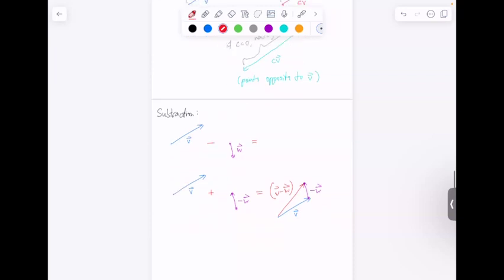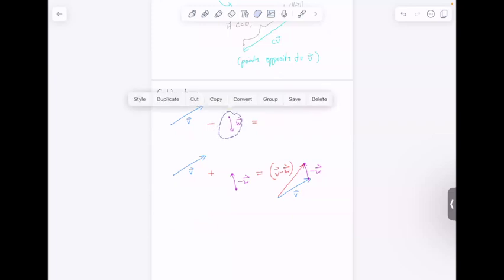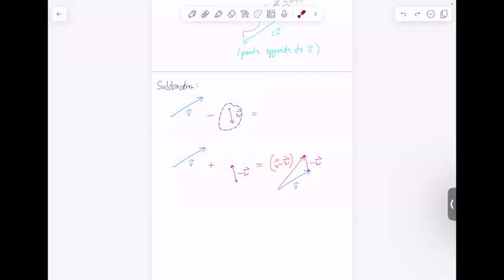Another way of doing this, which some of you might find better, is if you subtract w from v, you just put the tail of w to the tail of v, and then you look at the resulting arrow from w to v. All right, and this points the same direction. It's the same way of doing things. So once again, you can put the tail to tail and go from w to v. You just have to remember that you go from w to v and not v to w if you do that. So if you find that confusing, I would recommend visually imagining this instead.